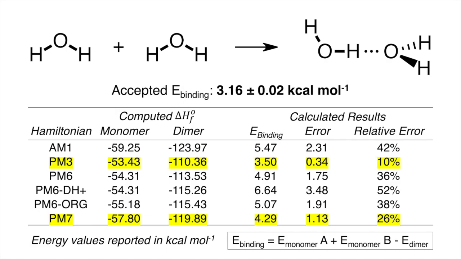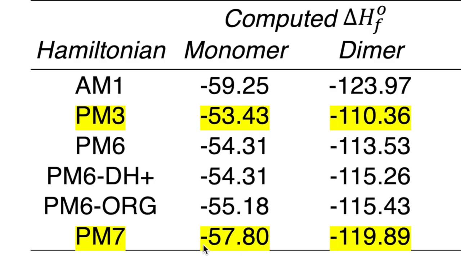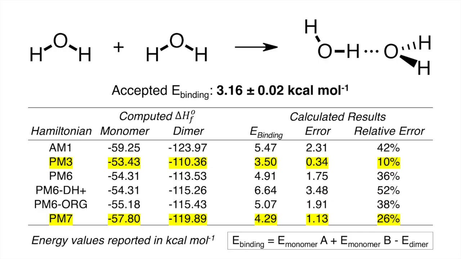Now, when we consider binding energies, a couple of interesting things emerged. First, the accepted heat of formation for water in the gas phase, courtesy of our friends at the National Institute of Standards and Technology here in the US, is reported as negative 57.80 kcal per mole. Take a look at the PM7 calculation right here. If we're talking about just a single water molecule itself, this number matches accepted values pretty well. That's pretty cool. Not necessarily relevant to what we're dealing with here, but still pretty interesting.